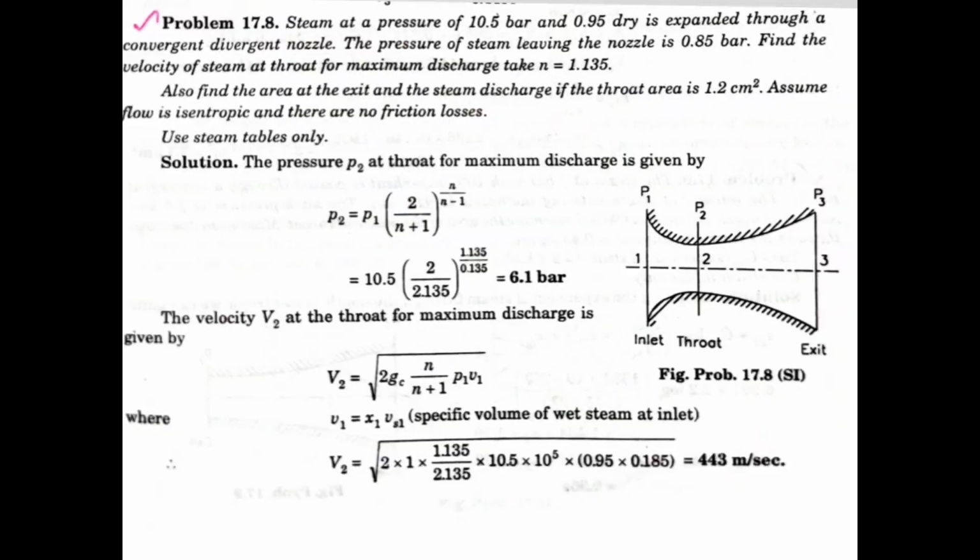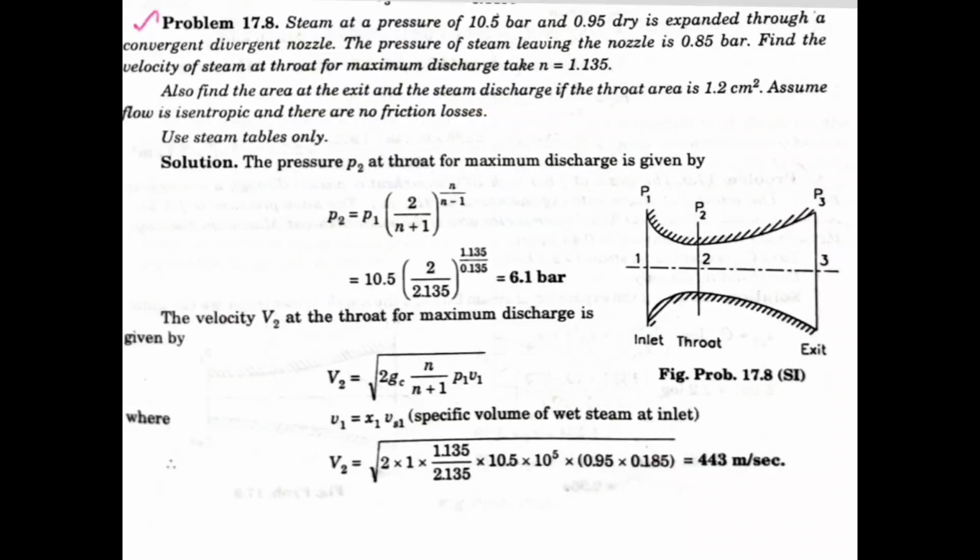After that, 0.95 dry. For the initial condition of the steam, we have three types of steam: wet steam, dry steam and superheated steam. First of all, we find out which type of steam. Here 0.95 dry is given directly, which means the steam is wet steam. A dryness fraction value of 1 means the steam is dry steam. Then find the velocity of the steam at throat, so the intermediate velocity is asked. After that the index n value is given, that is 1.135.